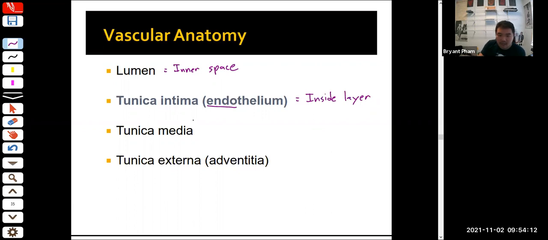Okay. Tunica media, that's your middle layer. That's going to play a huge role with patho. And then tunica externa, or the adventitia, the outer layer. So you see all three layers, regardless of veins or arteries.